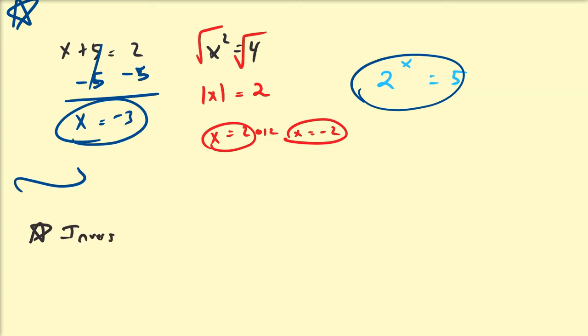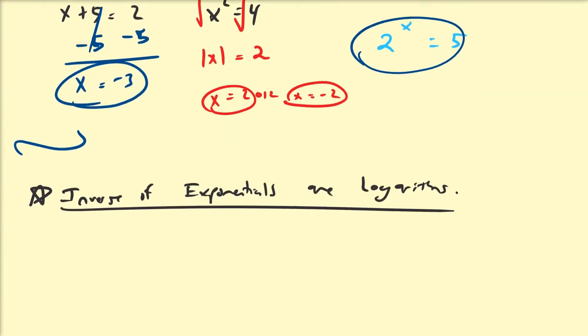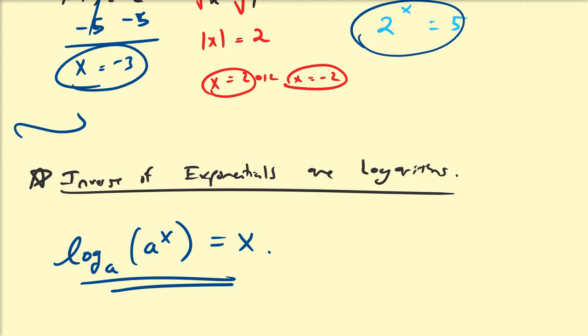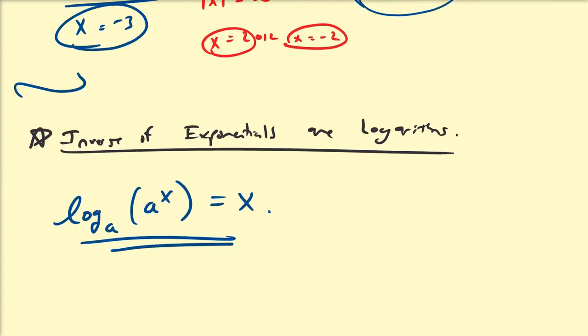So the inverse of exponentials are logarithms. So remember, one of the basic properties associated with logarithms and exponentials is the following representation. In particular, that the log base a of a to the power of x is going to be equal to x. Right? So we're going to use this property in order to solve these equations.